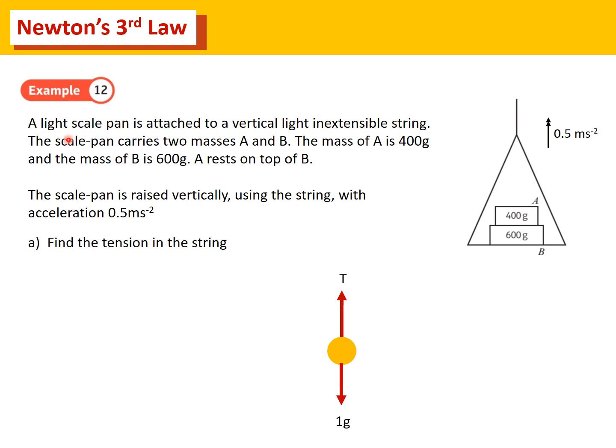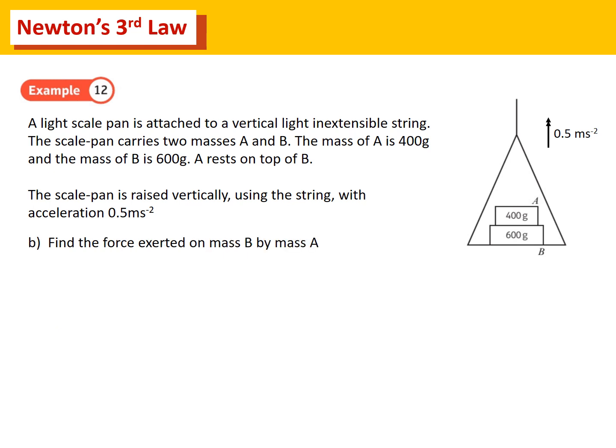It will have a mass, but the mass is small compared to other masses in the system, so it's negligible. Therefore, the resultant force, because this is accelerating upwards, will be T minus g. So using Newton's second law, T minus g equals the mass, which is 1, times the acceleration, which is 0.5, and we get 10.3 newtons for our value of T.